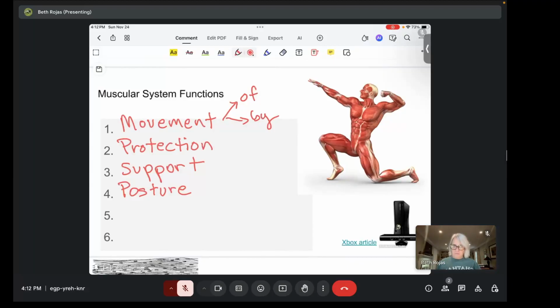Okay. Another one that people don't think of, but it does help with this: if you shiver, your muscles are moving together. They help keep you warm. So your muscles do help with temperature regulation. And the last one is probably one you don't think of quite so much.